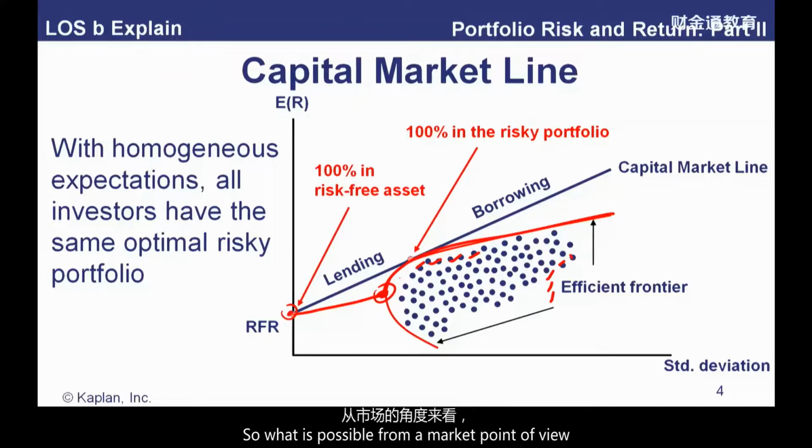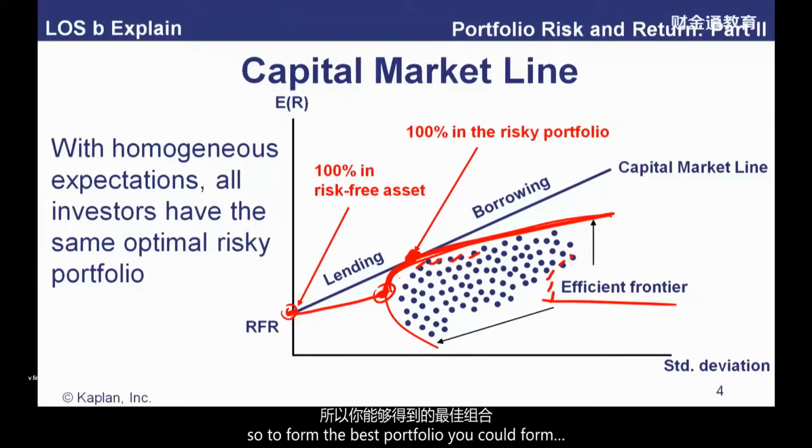So what is possible from a market point of view is to say, let's form a CAL using the Markowitz efficient frontier, and the CAL we're going to form is the one created by the point of tangency between the risky asset efficient frontier and this straight line coming out of the risk-free rate. And that is not just a CAL. It is a capital allocation line, but it is a special CAL, right? So this is the efficient frontier.